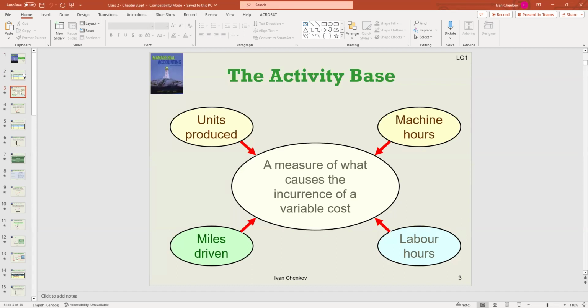Again, units produced. More production, more material, more labor, more manufacturing overhead, more cost. More machine hours used, more electricity, more depreciation, more cost. Labor hours. More hours the people work for us, more we have to pay them. Miles that are driven. More miles you drive in your car, more you have to pay.